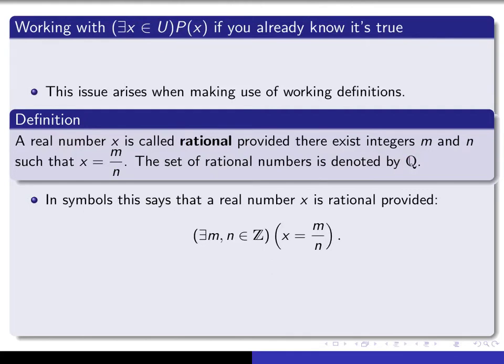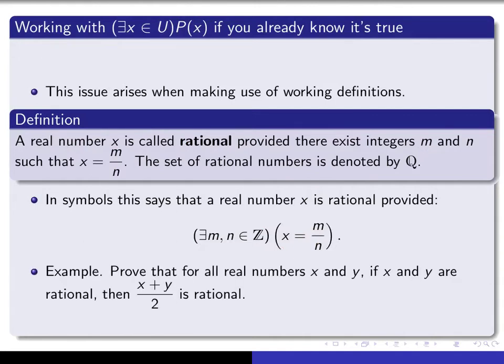Okay, so it's worthwhile writing it in symbols. I'm just writing the end of the definition in symbols. I've got a number x, and I want to write in symbols what it would mean for that particular x to be rational. It means there exist integers m and n such that x is equal to m over n.